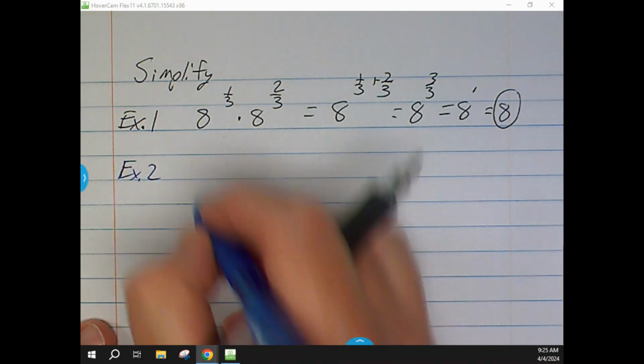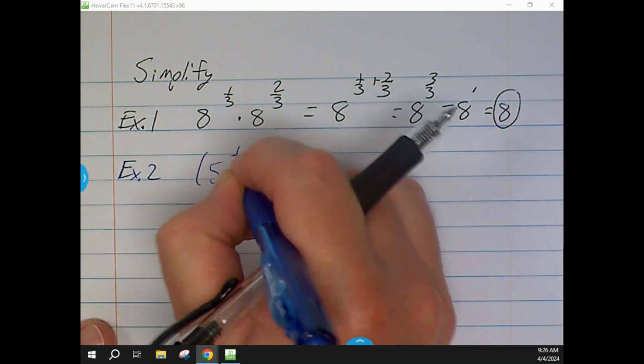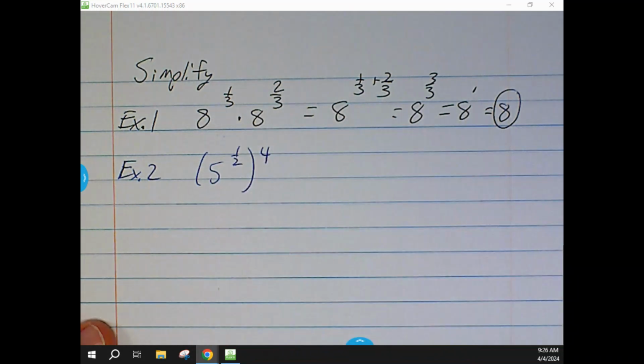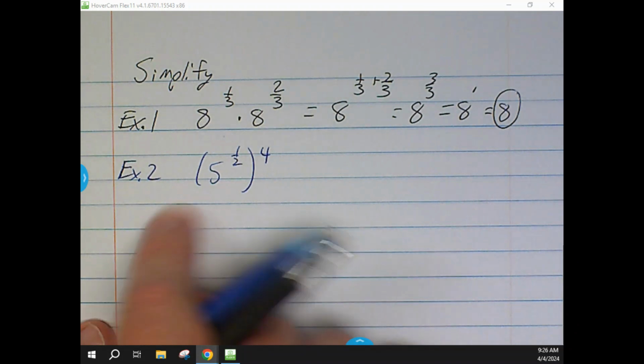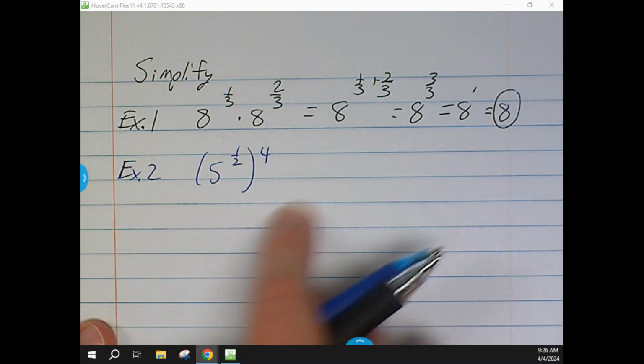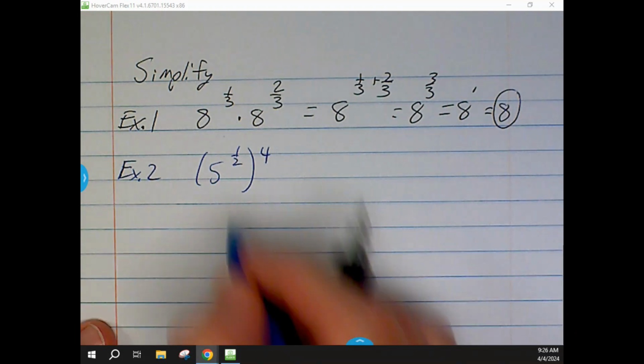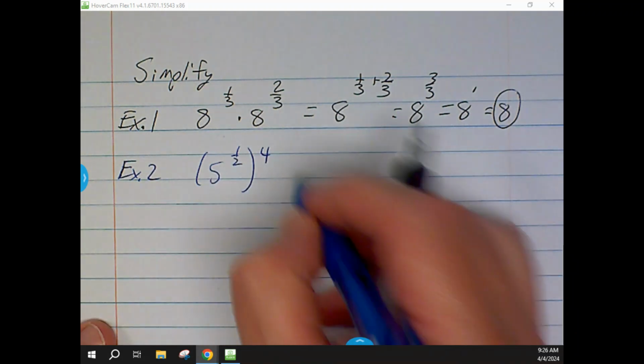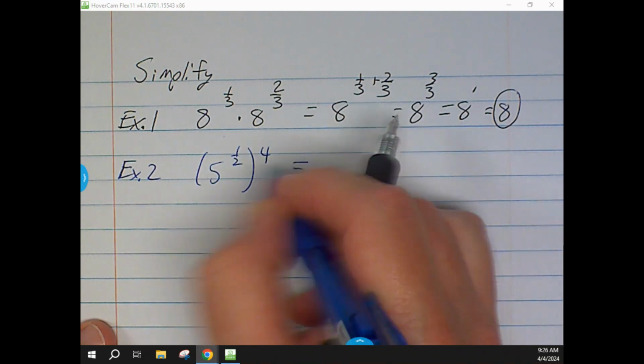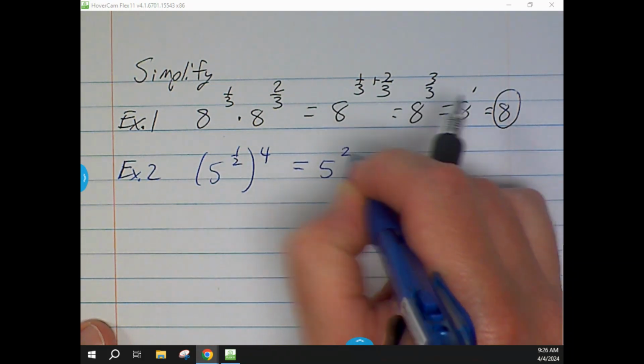Okay, so let's do 5 to the 1/2 power to the 4th power. Again, you could rewrite this as the square root of 5 and then do the square root of 5 times the square root of 5 times the square root of 5 times the square root of 5. Or just know in this case that if we've got a power raised to a power, we just multiply those two exponents together. So half of 4 is 2.